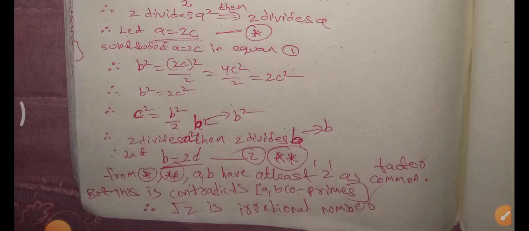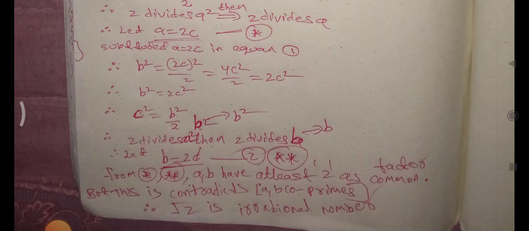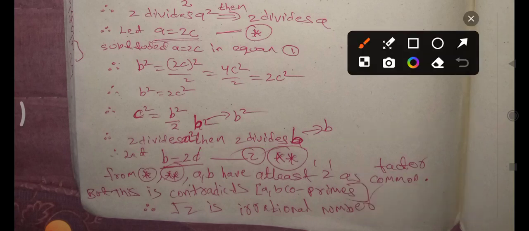2 divides b square, then 2 divides b. Let b is equal to 2d, equation 2, double star. From star and double star, a and b have at least 2 as a common factor.